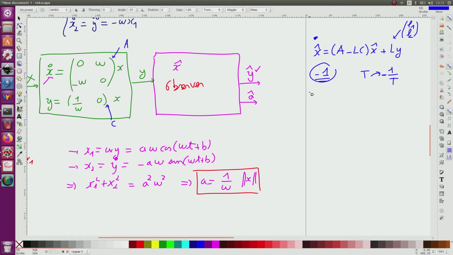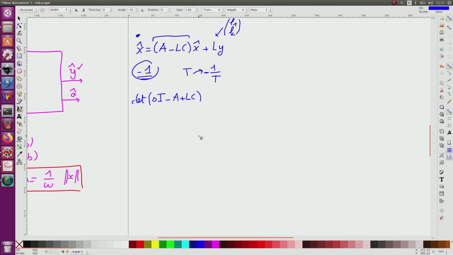So it means that I will have to solve the determinant, so the characteristic polynomial of the evolution matrix of this. So it will be sI minus A plus LC, so the characteristic polynomial should be equal to s plus 1 square. So the pole will be equal to -1. Okay, so this one is equal to s square plus 2s plus 1.